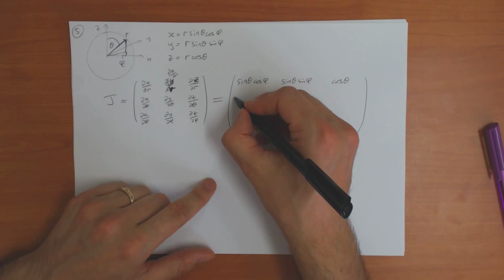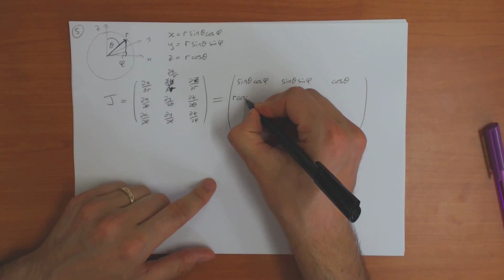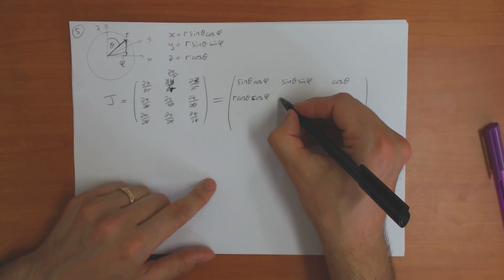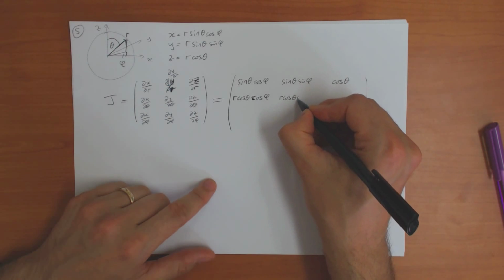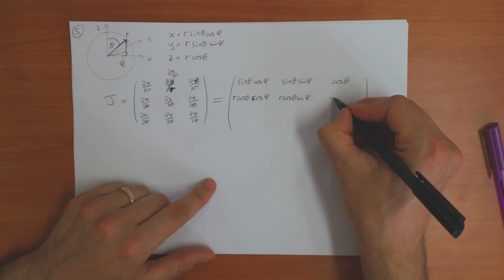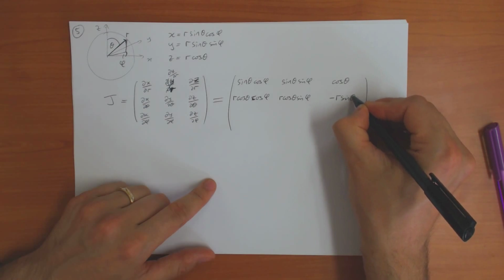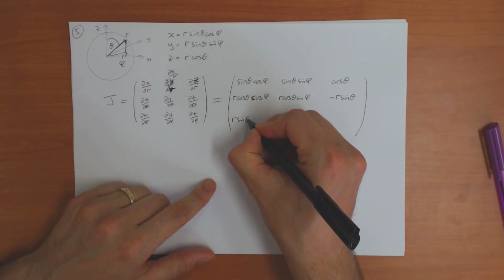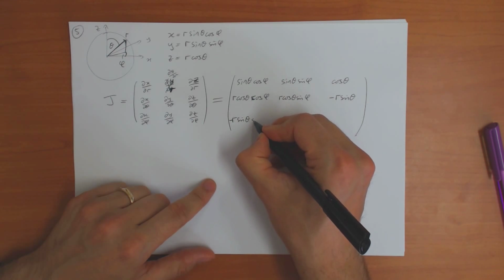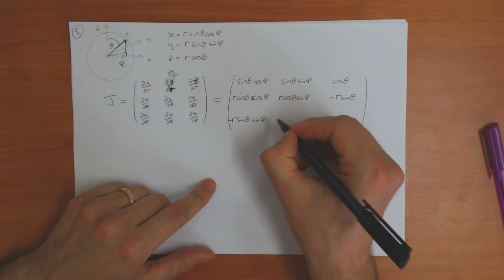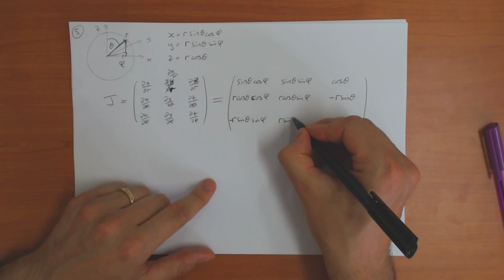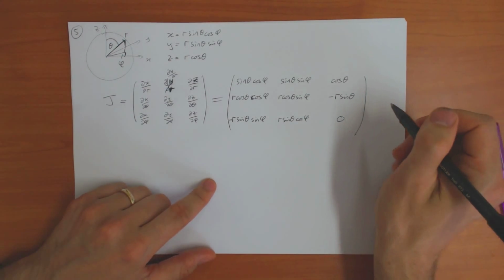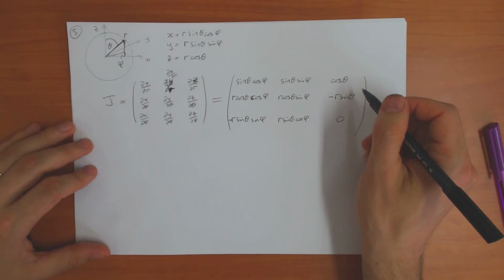dx by d theta is r cos theta cos phi. Then here you've got r cos theta sine phi. Here you've got minus r sine theta. And then by phi, minus r sine theta sine phi, r sine theta cos phi, and 0. Okay, so that's the Jacobian matrix.